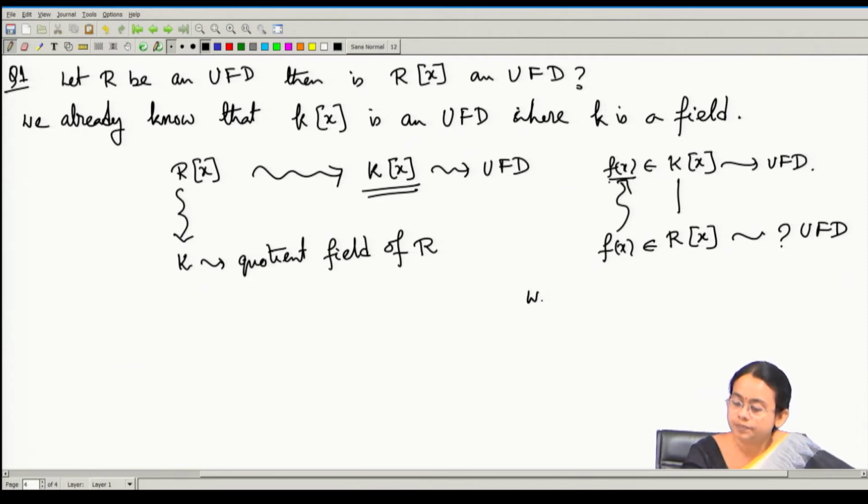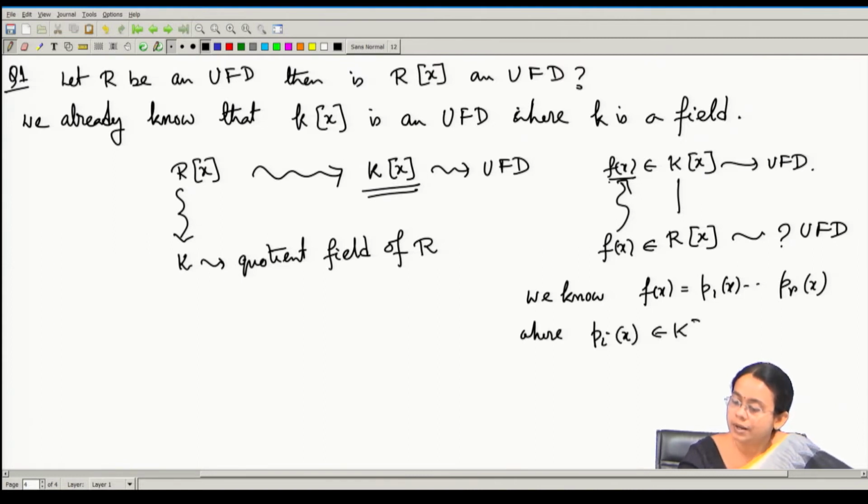So, we know that f(x) can be written as p1(x) ... pr(x), where all these pi(x) are polynomials in K[x]. So, this is a unique factorization domain. All these pi's are in K[x] and f(x) can have a unique factorization into irreducibles. But the question is whether from this factorization I can get down to a factorization in R[x] or not. If I am able to get down to a factorization in R[x] from this one, in a unique way of course, then we can conclude that R[x] will also be a UFD.